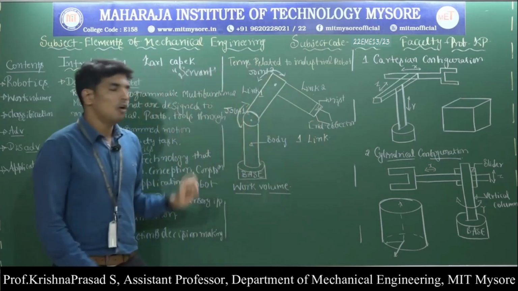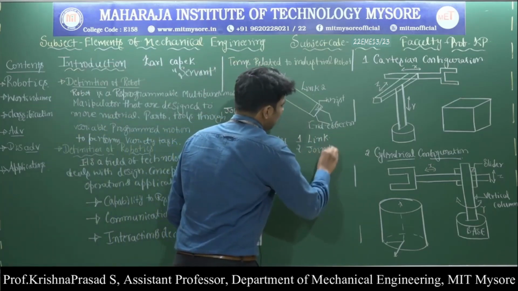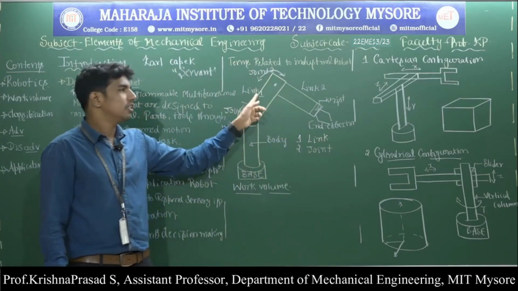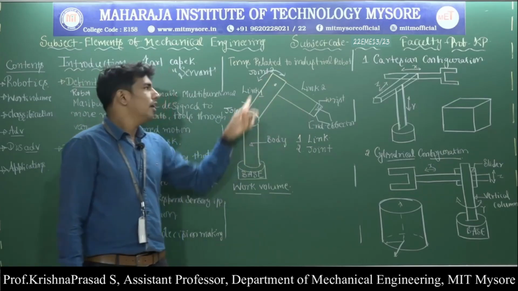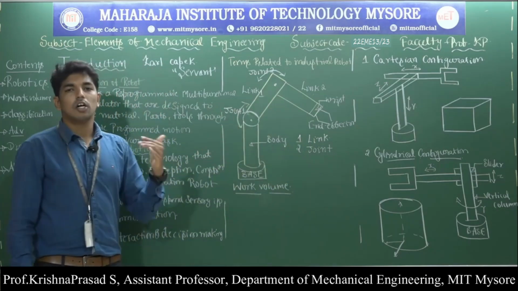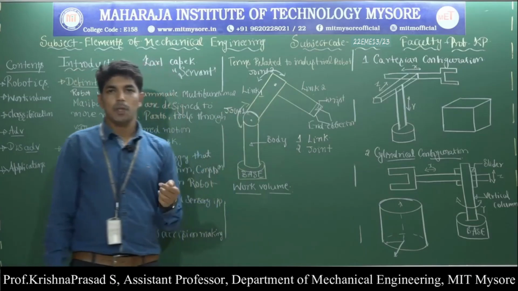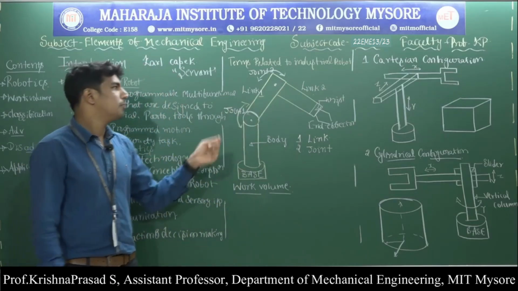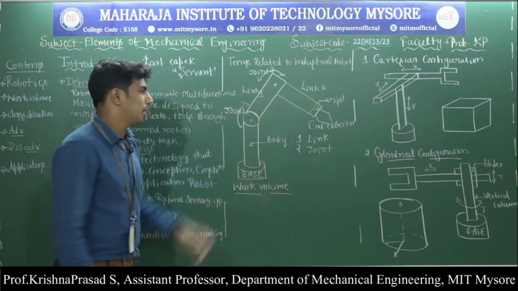Second one, what is meant by the joint? A joint integrates the links together. So joint number two integrates link one and link two. A joint integrates the links and provides controlled relative motion between link 1 and link 2. So what is a joint? A joint integrates the links and provides the controlled relative motion between the input link and output link.